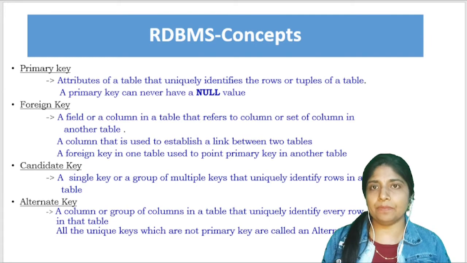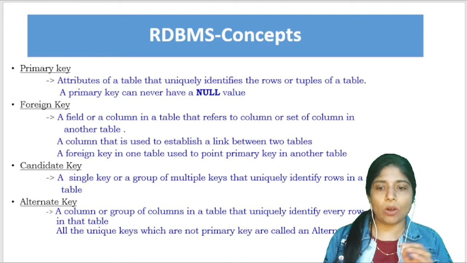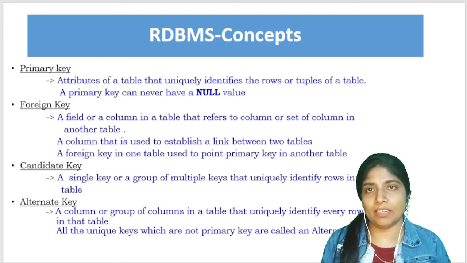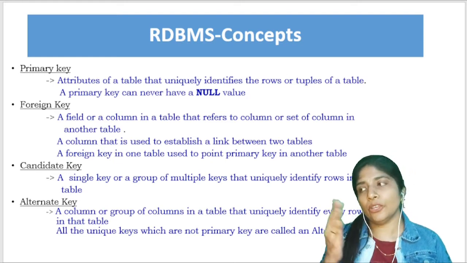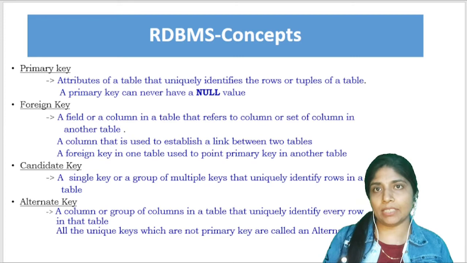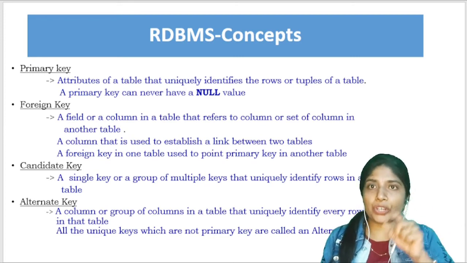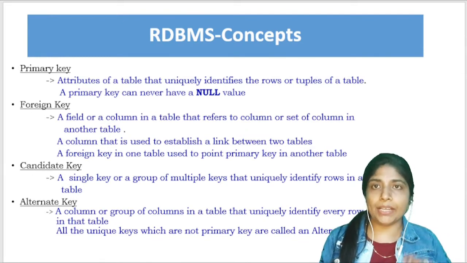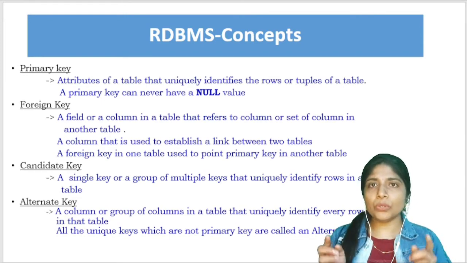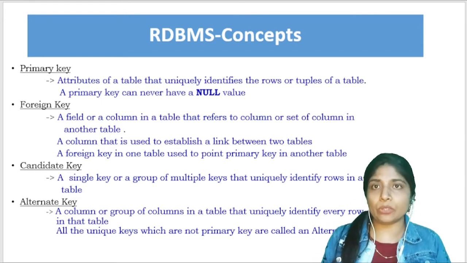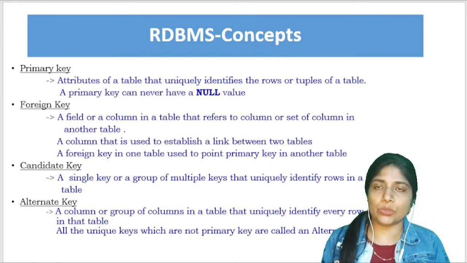Now, foreign key. It is a field or column in a table that refers to a column or set of columns in another table. Suppose your class teacher has a table in which your roll number, name, and marks are stored. And the school office has another table in which admission number, address, and email ID of your parent are stored. Now, suppose you want to connect these two tables. We are talking about a relational database management system, so we should connect these two tables.